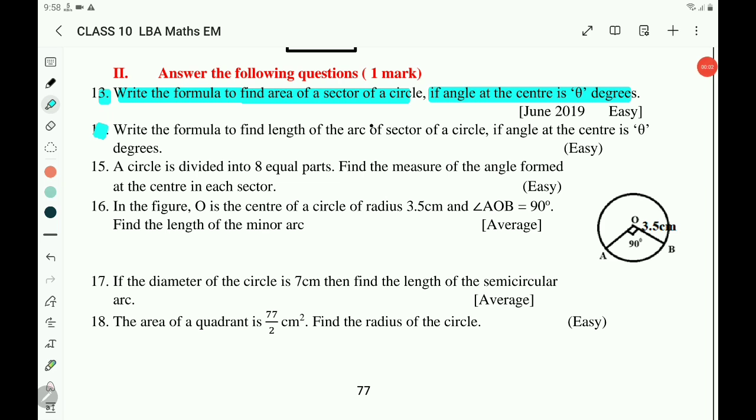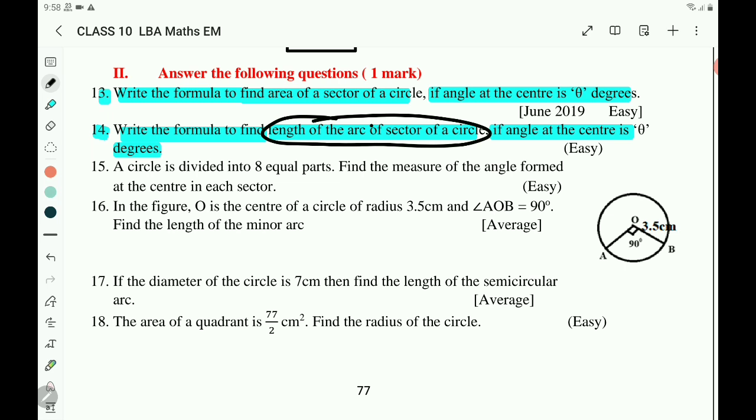Then the next question, 14th question. Write the formula to find the length of the arc of a sector of a circle if the angle at the center is theta degrees. Here you read the question. What is asked? Length of the arc of the sector of a circle. In the previous question, area is asked. In this question, length of the arc of a sector is asked. So here, the same theta is there, that is the angle at the center is theta degree, and r is the radius. So what is that formula? Theta by 360 into 2 pi r. Instead of pi r square, write 2 pi r.